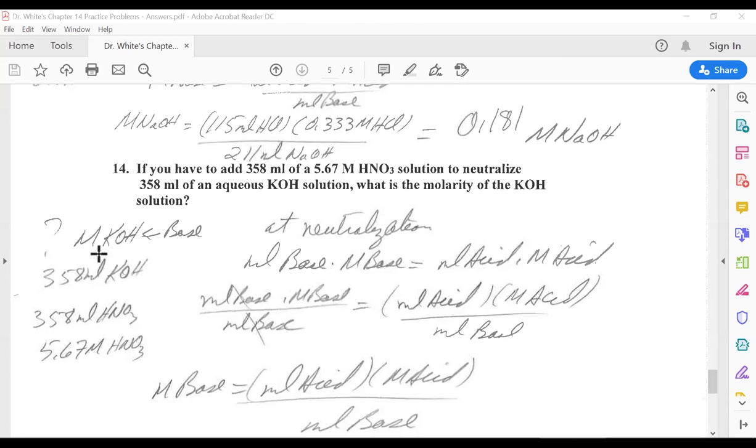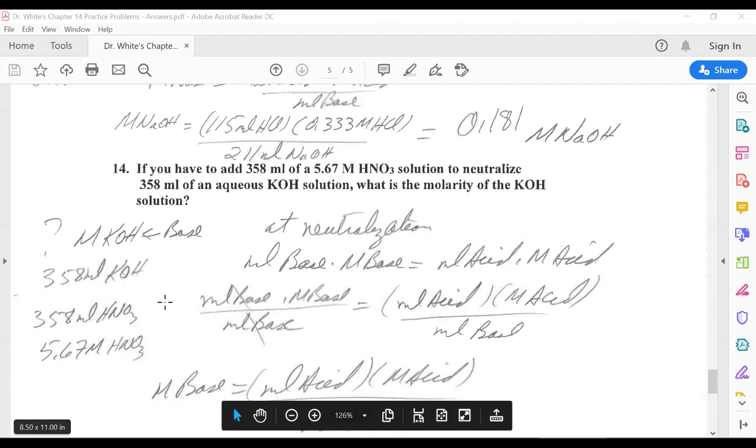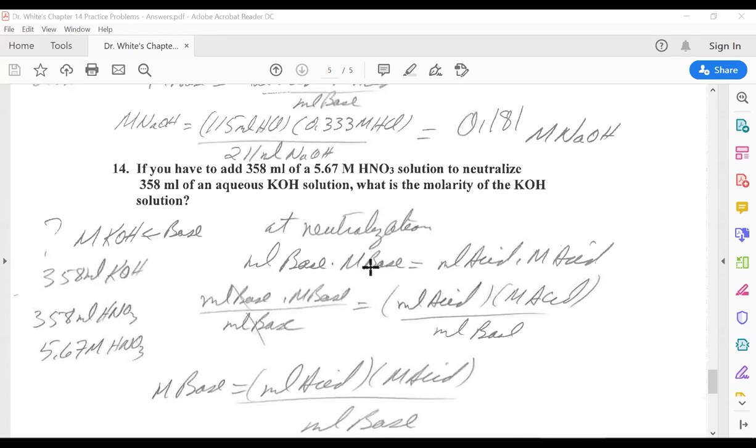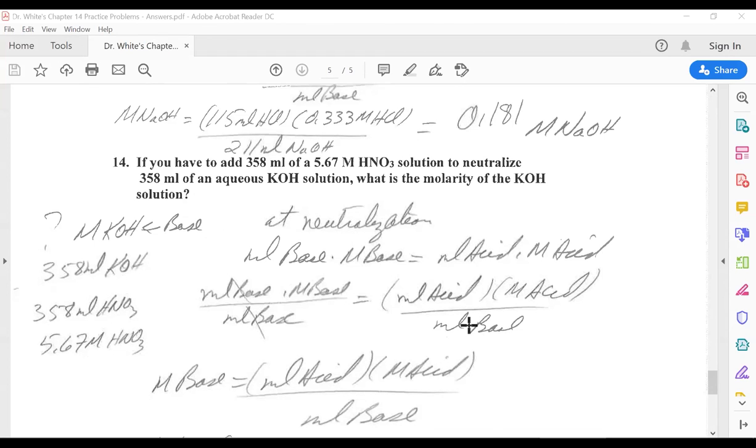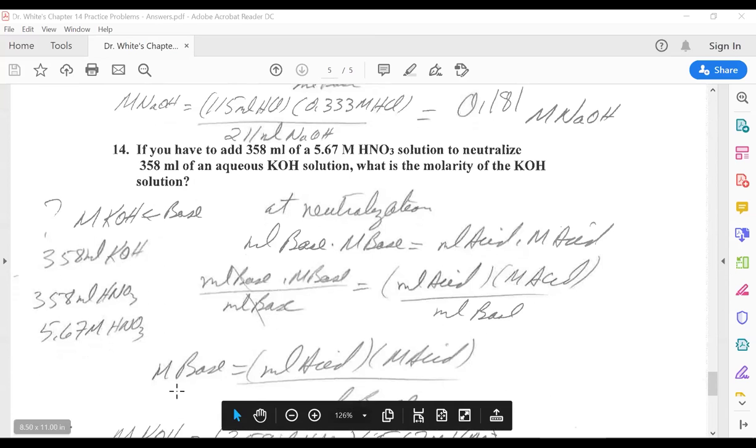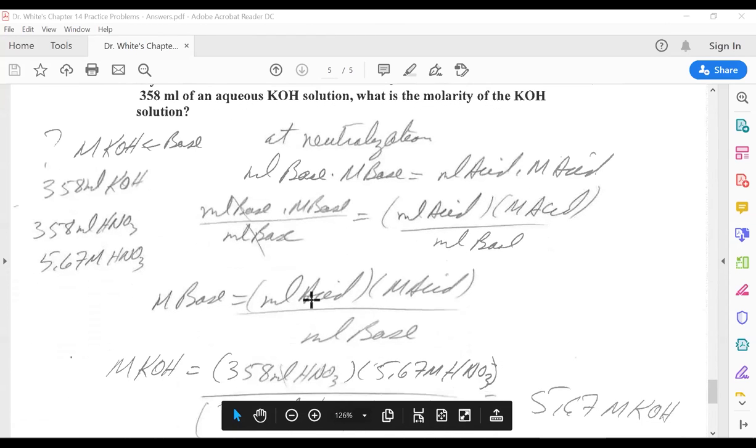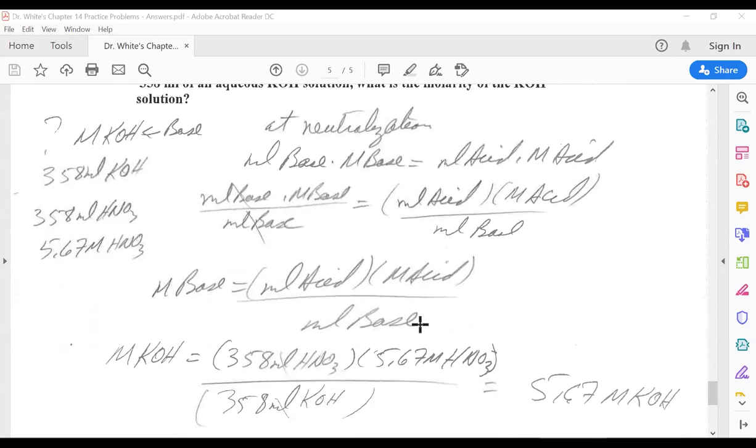So what are we being asked to find? Molarity of the KOH solution. Oh, look, someone was nice enough to write, it's a base. You're given how many milliliters of that base? You're given HNO3 nitric acid, an acid, how many milliliters at what molarity to neutralize it? At neutralization, this is a titration. You have milliliters of base times molarity of base equals milliliters of acid times molarity of acid. We're trying to find the molarity of the base, so I want to get rid of the milliliters of base. I'll divide this by milliliters of base. Whatever you do to one side, you have to do to the other. And therefore, this cancels out. I'm left with molarity of base equals milliliters of acid times molarity of acid divided by milliliters of base.